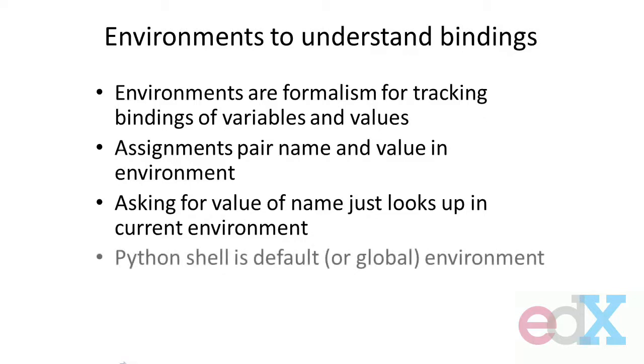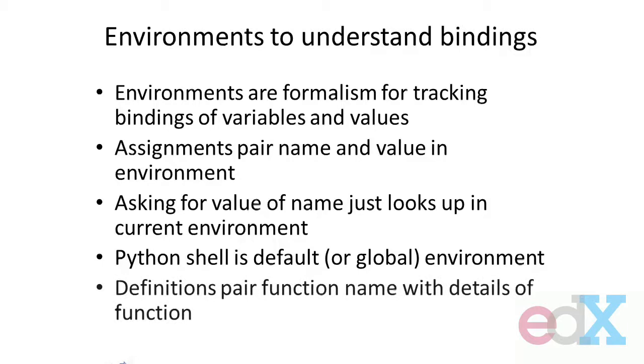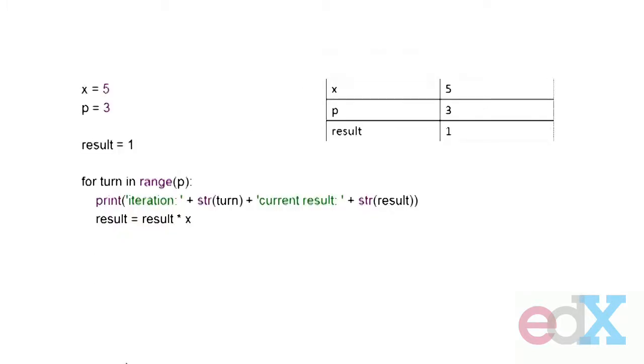Generally, when we're talking to a Python shell, there is an environment. It's often called the default or global environment, and it contains the bindings of all the expressions that we put in as we deal with it. And then, the key piece of this is, when we evaluate a definition, it pairs the name of the function with the details of the function without actually evaluating those details. It creates a pairing of the name to what we call a procedure object. Let me show you a graphical way of thinking about this.